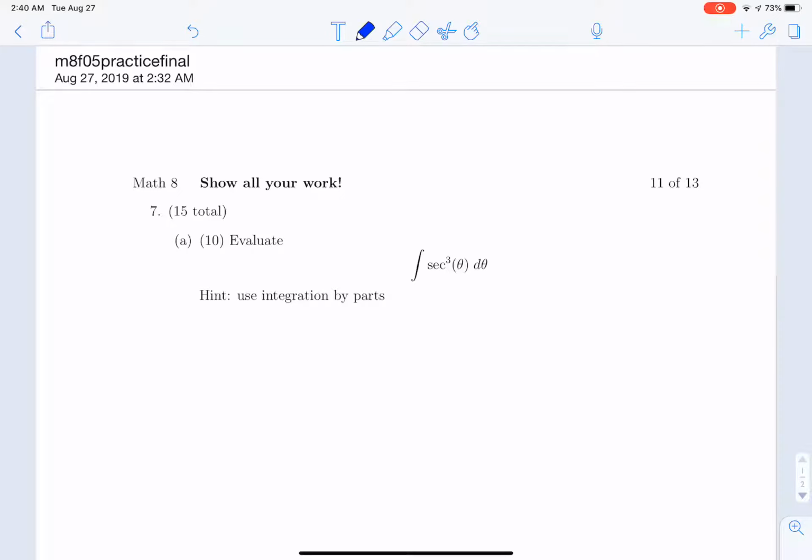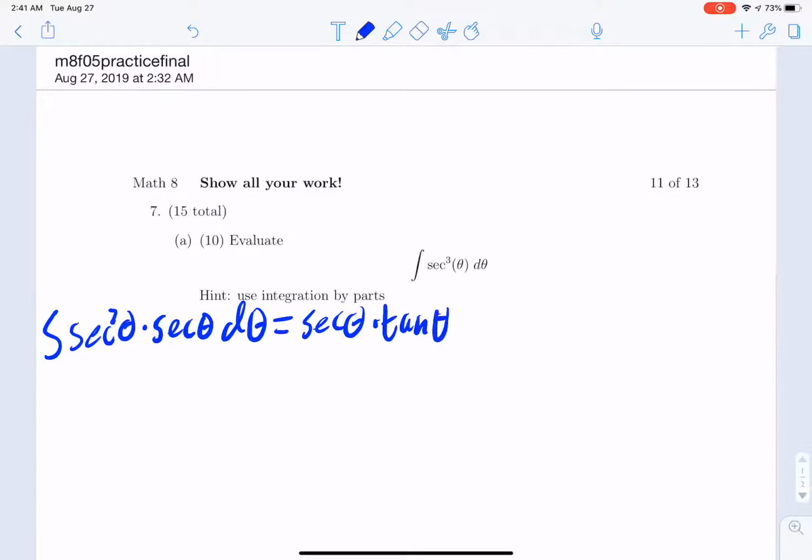I'm going to show you guys how to integrate secant cubed. So first of all, instead of secant cubed theta d theta, we're going to write it as secant squared theta times secant theta. And then from there, we're going to use integration by parts to write it as secant theta times tan theta minus the integral of tan squared theta times secant theta d theta.